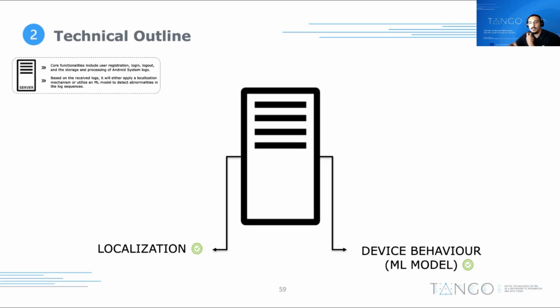So these two were the subcomponents of the main larger DCBA component. The first localization mechanism estimates the location of the devices based on the received RSSI signals from nearby access points, and finally generates an alert or not based on whether this employee is permitted to access the specific area or not. While the second one, the machine learning model, detects deviation in real time based on the device behavior.